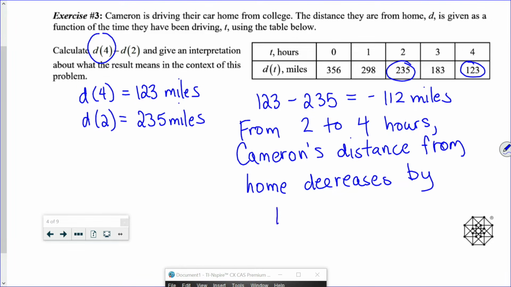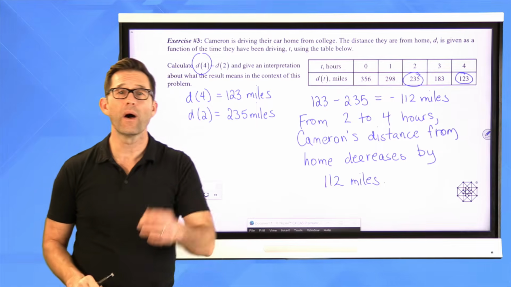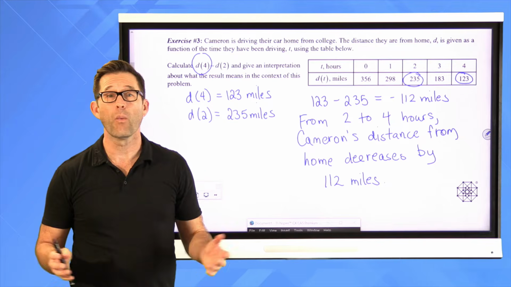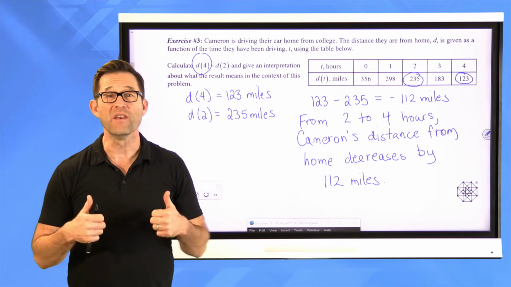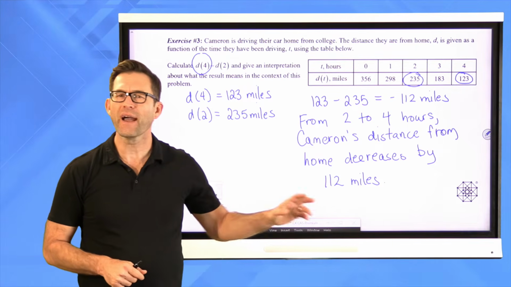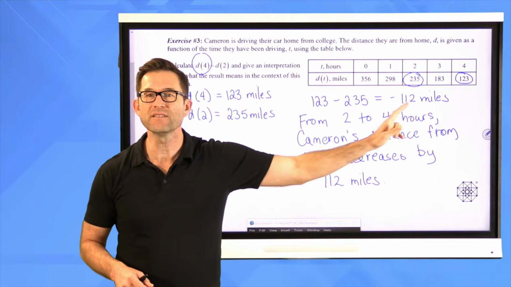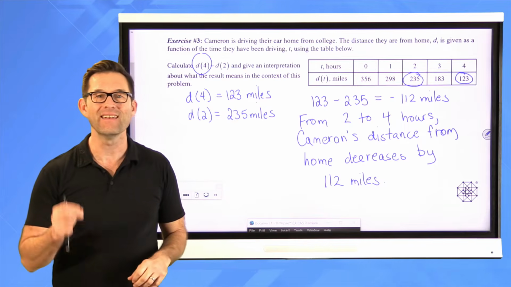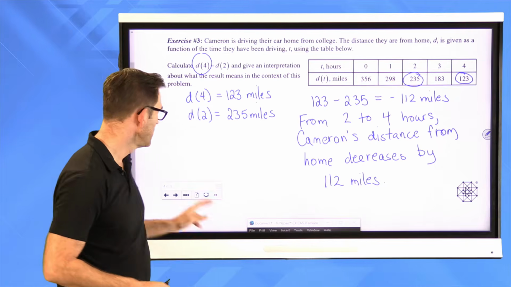by 112 miles. Now, side note, let's say some of you out there watching this video wrote down, Cameron got 112 miles closer to home. Awesome. There would be nothing wrong with that interpretation. I just really like to get the word decreases in there because the change in the distance that they are away from home is a negative number, and that indicates that that distance is decreasing. All right, let's keep going.